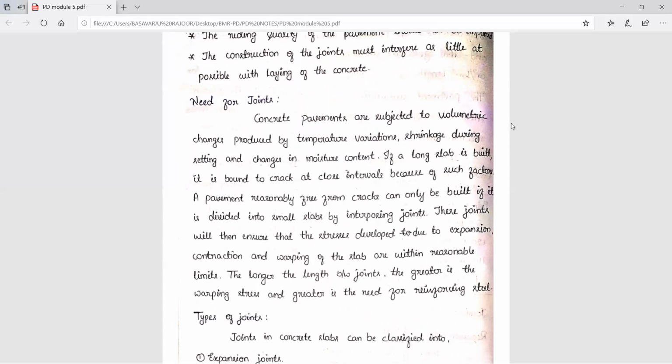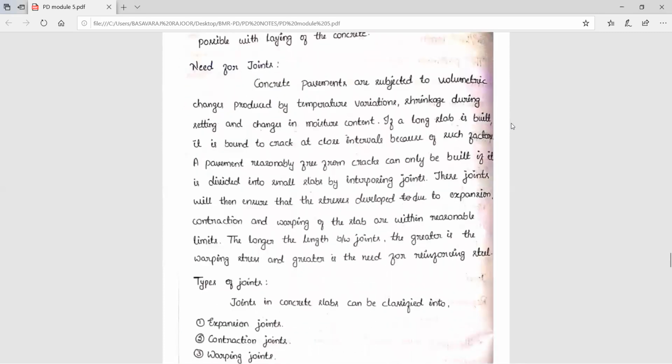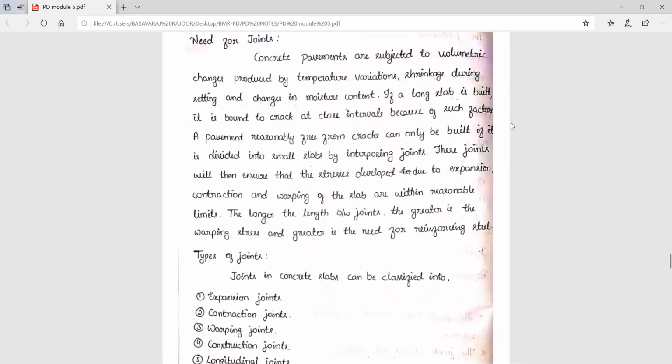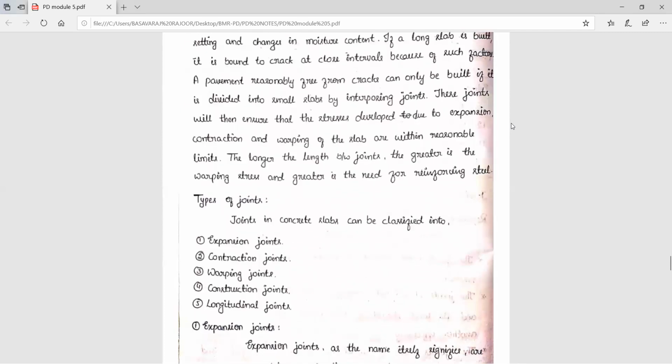Dowel bars are generally mild steel round bars embedded and bonded into concrete on one side of the joint, and on the other half length deliberately prevented from bonding with concrete on that side. A recess is provided at the sliding end for free movement of the slab when used in expansion joints. The longer the length between the joints, the greater is the warping stress and the greater is the need for reinforcing steel.